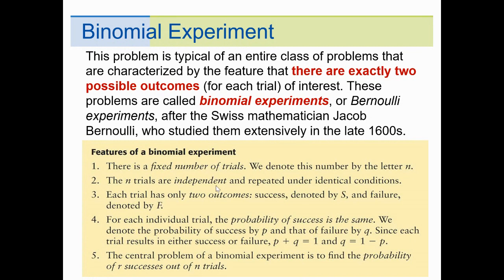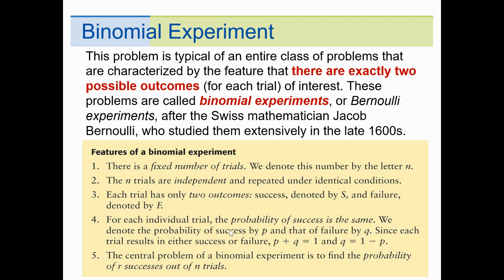All right, so the features of a binomial probability experiment: a fixed number of trials. The trials are independent. The outcome of one has nothing to do with the outcome of another. Each trial has only 2 outcomes, S denoted by a success and F by a failure. Now, success doesn't always necessarily mean something good. If we're talking about the probability of 3 out of 100 people getting cancer, well, I wouldn't consider getting cancer a success, so it's purely arbitrary. For each individual trial, the probability of a success is the same.